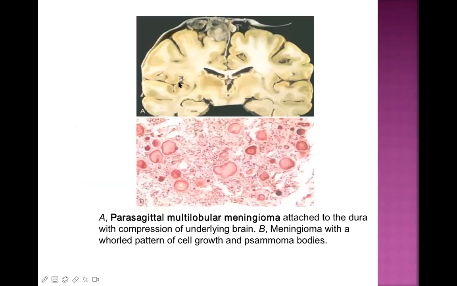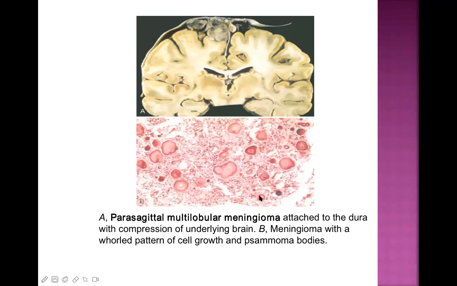Now look at the picture here. This is a real pathological specimen. You can see in this area there is a meningioma, and this is the histological appearance of meningioma. They have this whole appearance, and the psammoma bodies are seen. These are the psammoma bodies. See, these are the calcification.